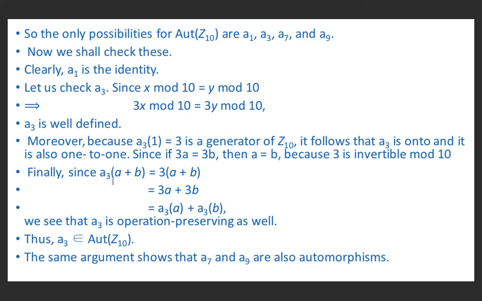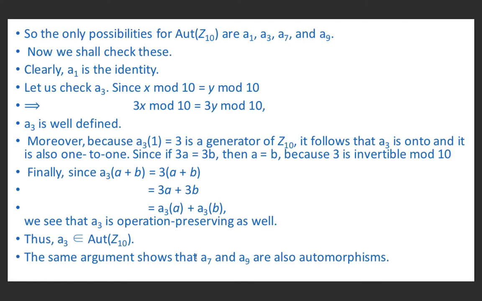Finally, since A3(a plus b) is equal to 3 times (a plus b) by definition, and A3(1) is 3, this is equal to 3a plus 3b, and we can write it as A3(a) plus A3(b). So we see that A3 is operation preserving also. So A3 is 1 to 1, A3 is onto and A3 is operation preserving. It means A3 is an automorphism. It means A3 belongs to the automorphism group of Z10.